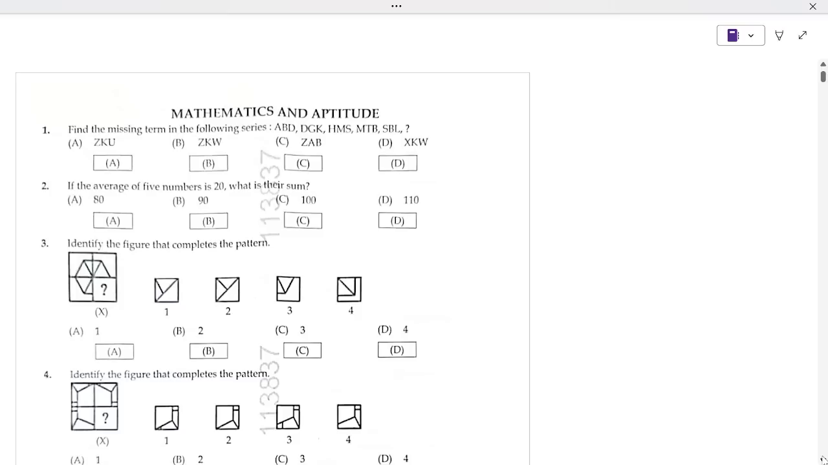Now here is the first question. The first question is from coding and decoding. This is from the reasoning topic. Coding and decoding.